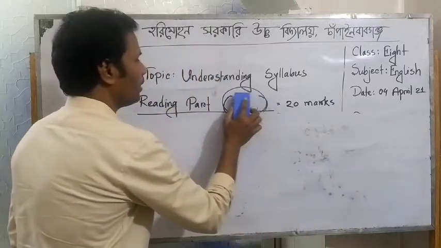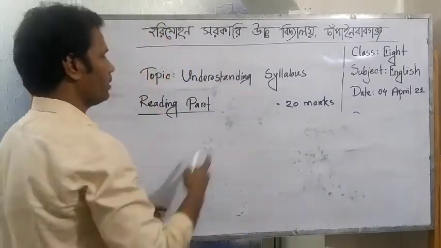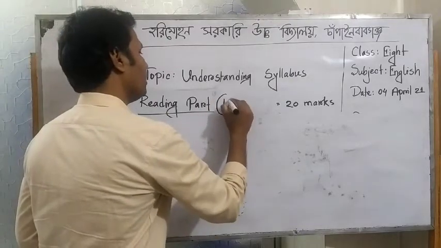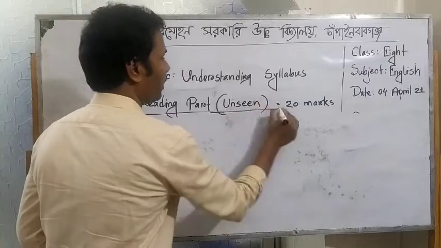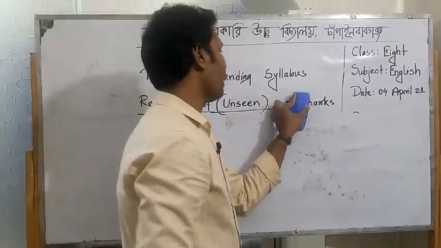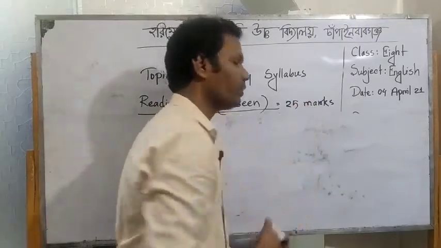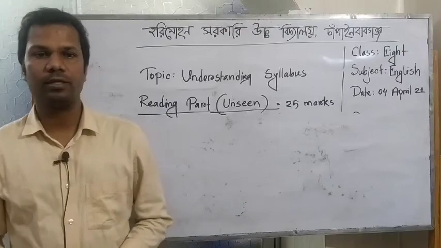Reading text, it will be unseen. Okay, reading part, but unseen. Unseen part, and the marks will be for the unseen part, 25. Okay, 25 marks for unseen part. So, what are the items for the unseen part?